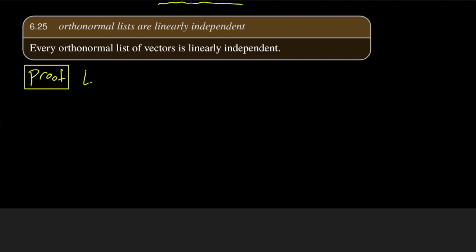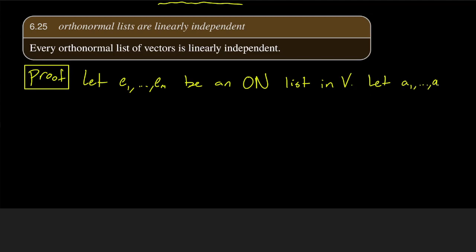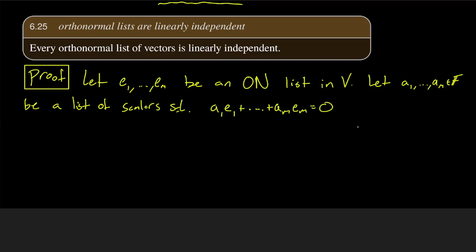Let's think about it. So let E1 through EM be an orthonormal, which I'll abbreviate by ON just to save us some writing, list in V. Let A1 through AM in F be a list of scalars such that A1 E1 plus ... all the way down through AM EM is the 0 vector.